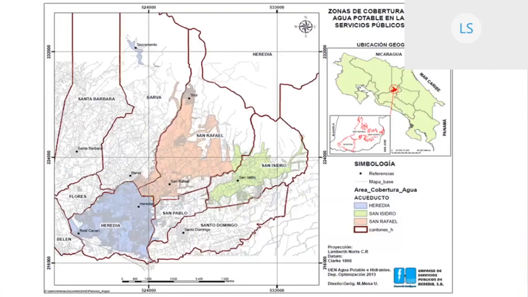So in this map, you can see the geographic scope of the case study. In the upper right corner of the slide, you can see the map of Costa Rica. The red spot is the area of influence of the ESPH. This is where they provide their water services. So it's a very small region of the country. So that was part of an advantage for us in making the case study.